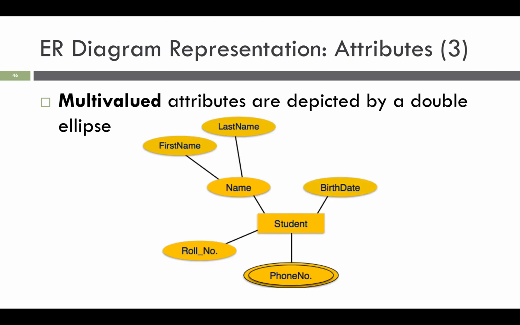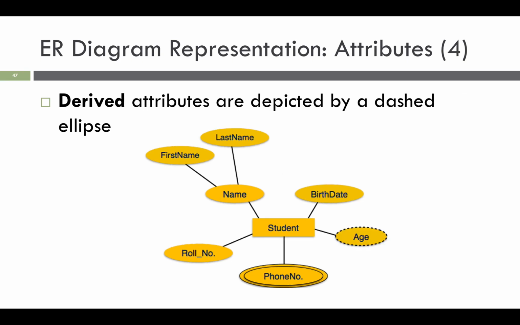A single-valued attribute is an attribute that can have only one value. Multi-valued attributes are attributes that can have many values. For example, a person may have several college degrees. A household may have several phone numbers. In the Chen notation, multi-valued attributes are shown by a double line connecting the attribute to the entity. The crow's foot notation does not identify multi-valued attributes.